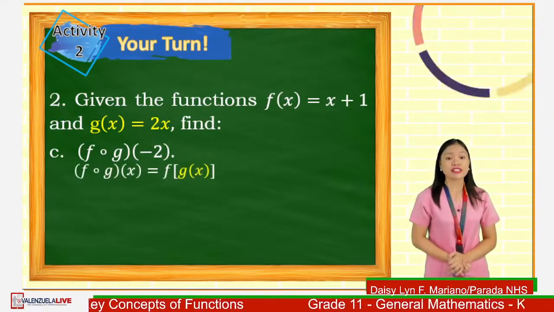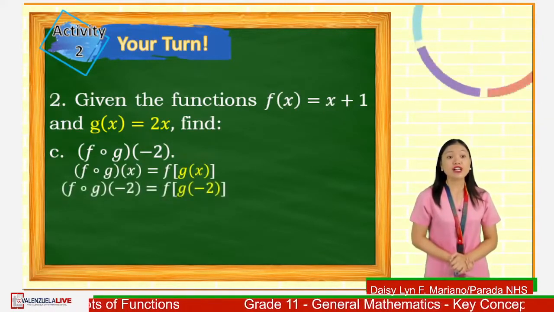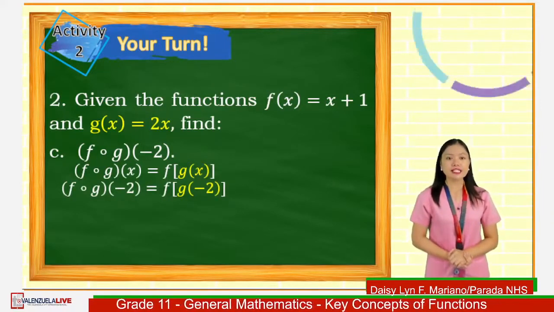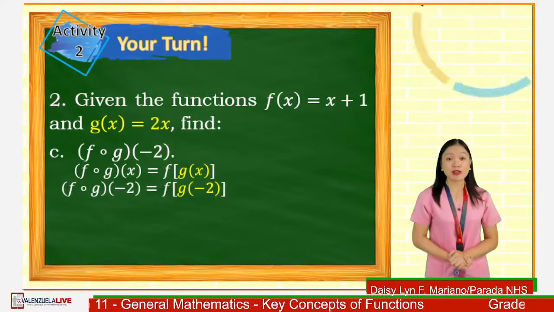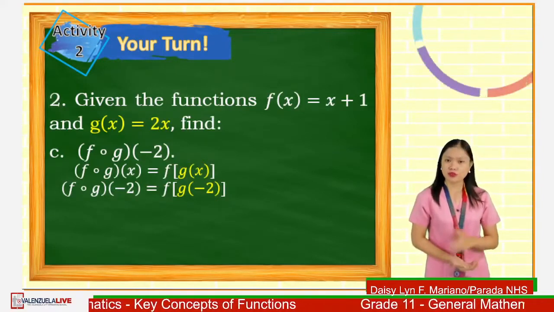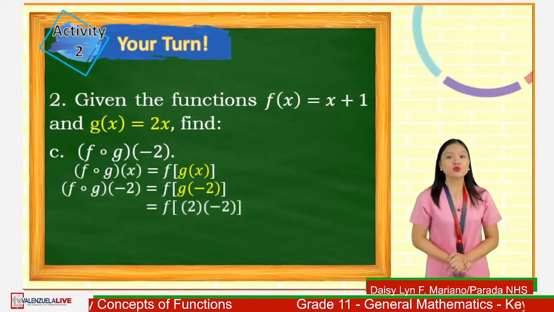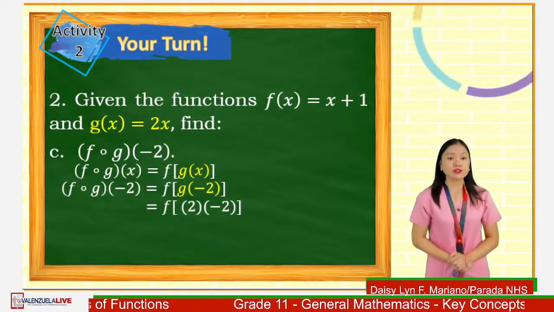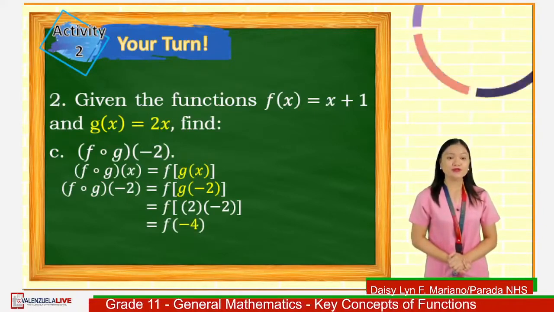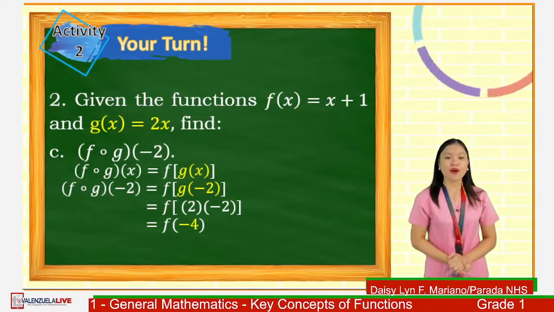To get the composition of the two functions, we write f composed with g of x is equal to f of g of x. Next, we evaluate g of negative 2. That is, replacing x by negative 2 in the expression 2x, then performing the operation. Doing so, we have 2 times negative 2, which is negative 4. So, we have f of negative 4.